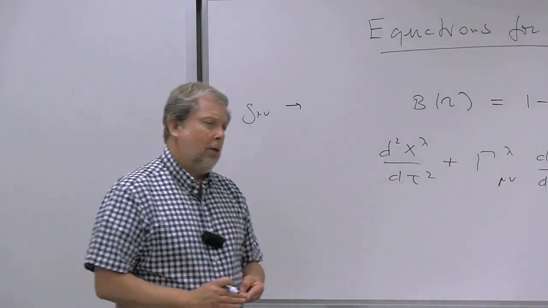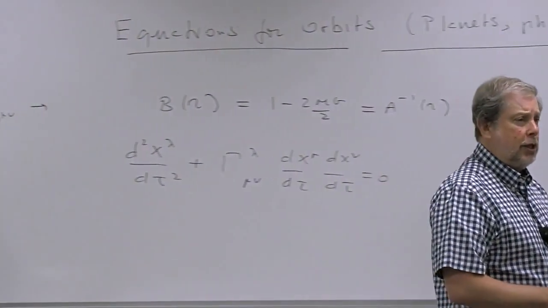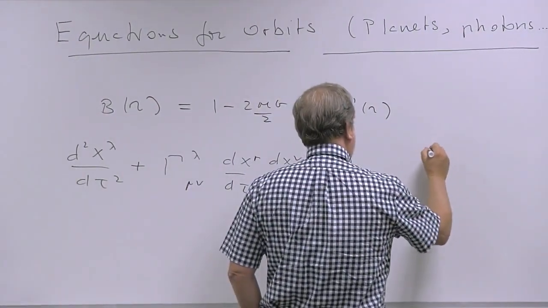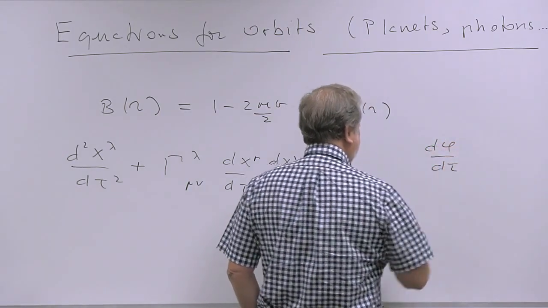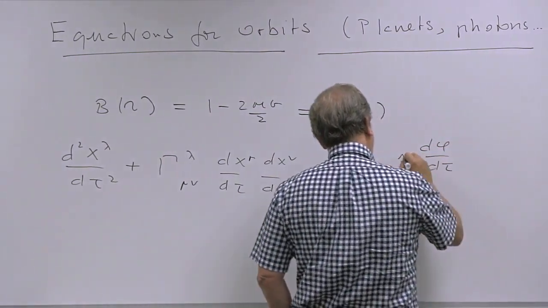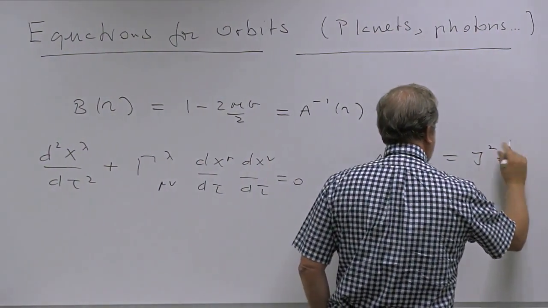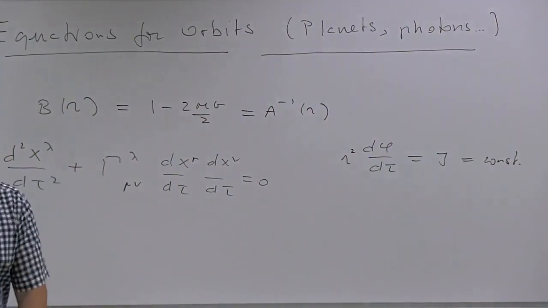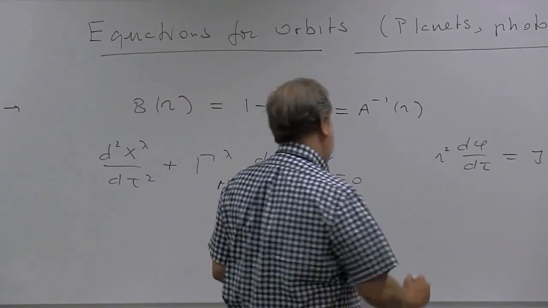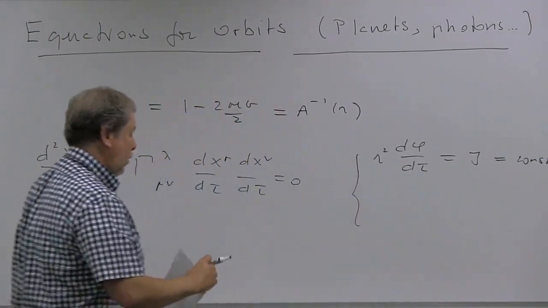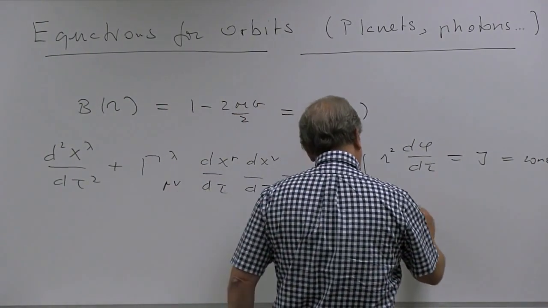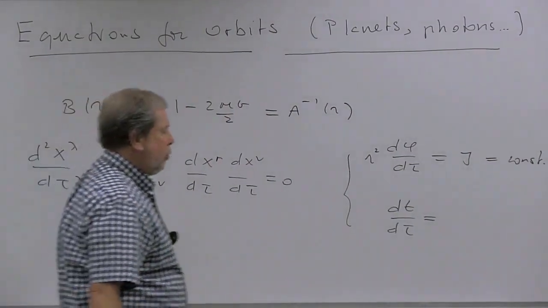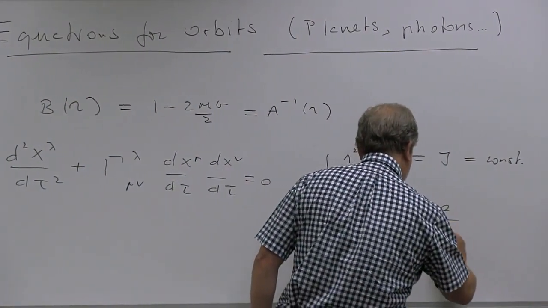And all the meat, it turns out, lies in the first equation, which is the r one, because the equation for phi gives us that d phi by d tau times r squared is equal to j, where j is some constant. So that is one of the equations. And the t equation just tells us that dt by d tau is equal to some constant, which we're going to call E, divided by B of r.